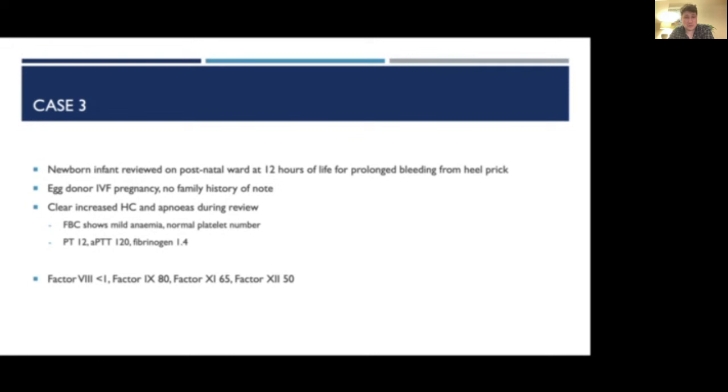So this is a scary proposition. It's also the case that got me into haematology in the first place, because I used to be a paediatrician in my former life.